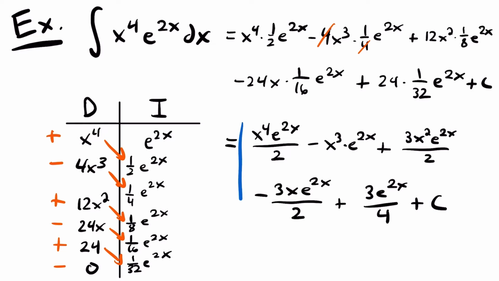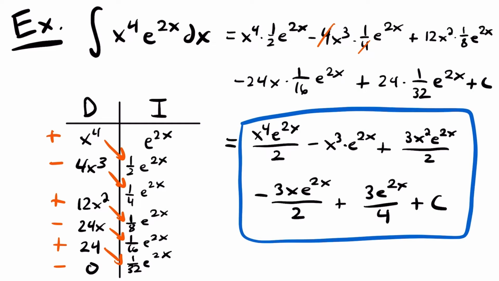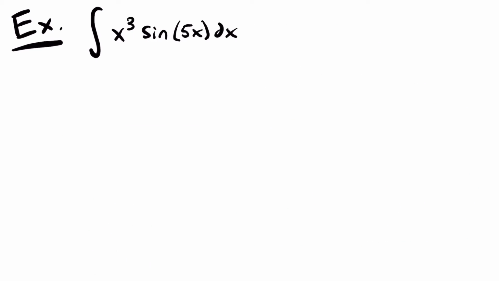All right, and so what we have right here is the solution to this integral. This is the antiderivative of that function. For our next example, we have the integral of x cubed times sine of 5x dx.